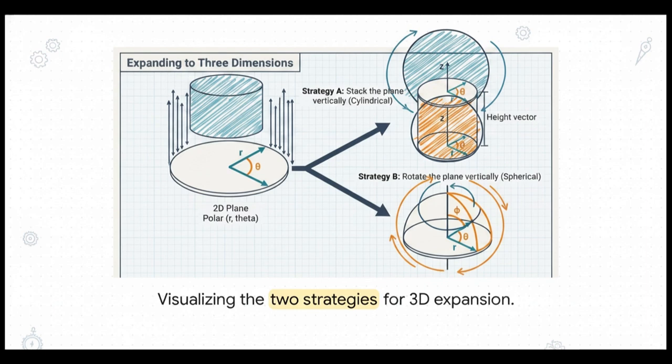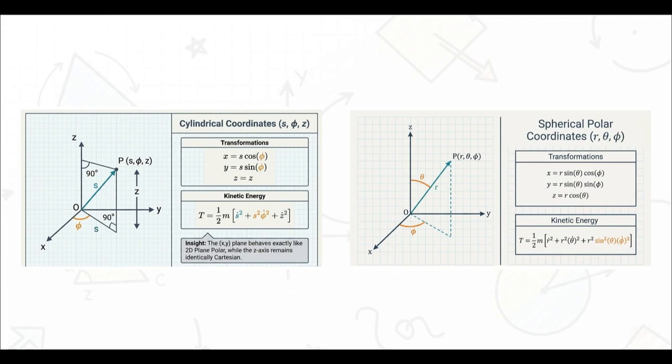Strategy B, on the other hand, takes the flat plane and sweeps it up and over like a dome, relying entirely on angles to map the height. And that, naturally, outlines a sphere. Let's see how this builds into the math. With the cylindrical model, notice how the kinetic energy equation just tacks on a standard, boring Cartesian z-squared derivative at the end. The vertical axis is totally static.